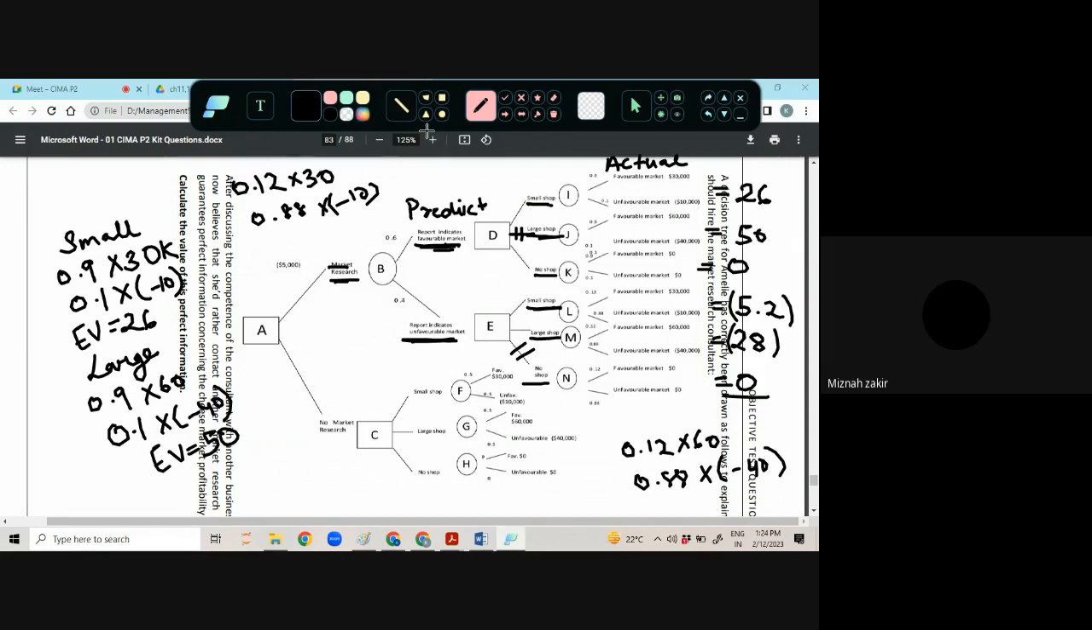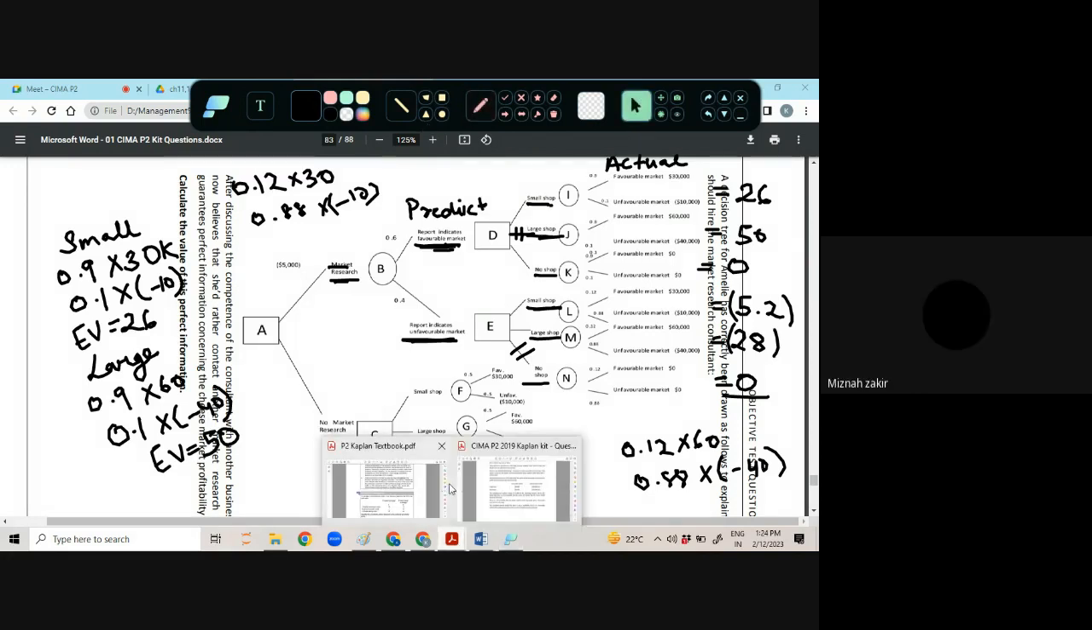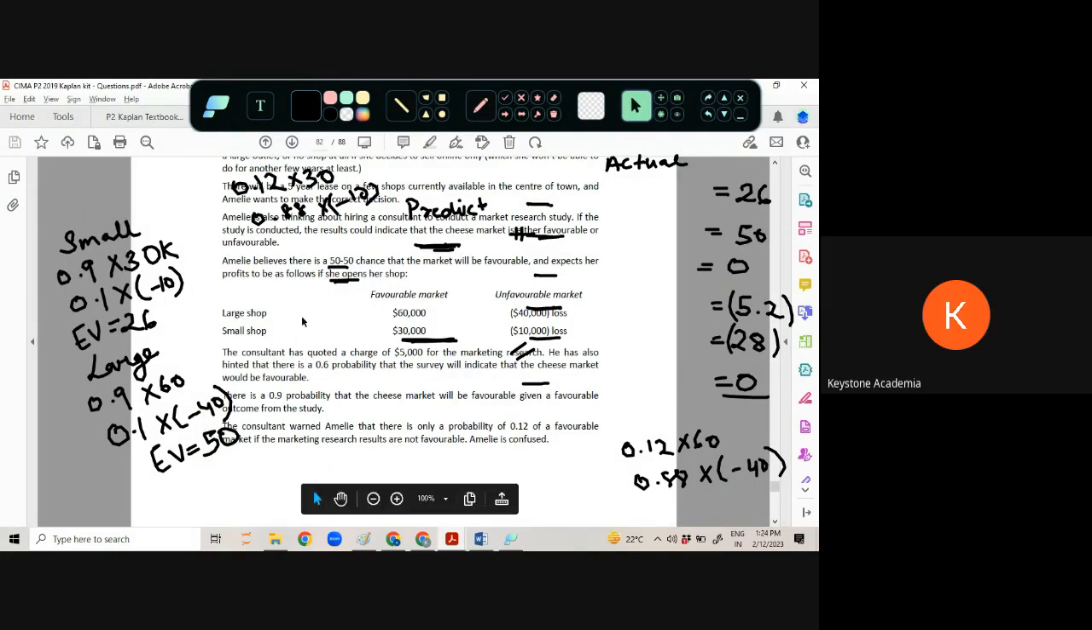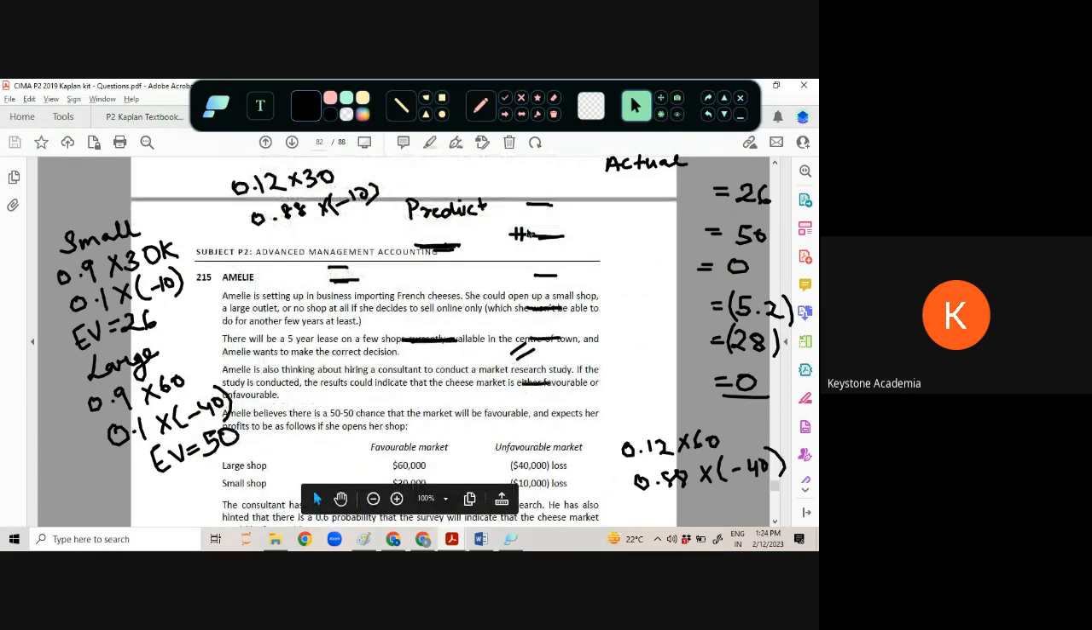Is that option there in the question? Yes, she has mentioned it. Here you can see no shop at all, if she decides to sell online only. Okay.